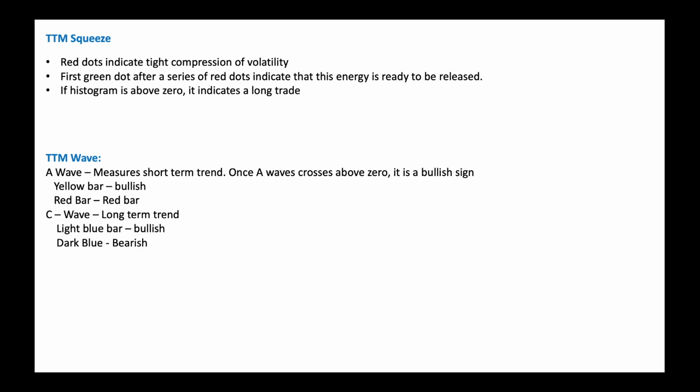In the wave itself, you've got a yellow bar which indicates a little bit of bullishness, and a red bar which indicates bearishness. This is in the A wave, or the shorter term wave. The size of the bar itself indicates the extent of bullishness or bearishness. We'll step through some of these things as we go into the Thinkorswim platform. And in the C wave, we've got a light blue bar, which is bullish, and a dark blue bar, which is bearish. So with that in mind, let's look at a few ideas for next week.